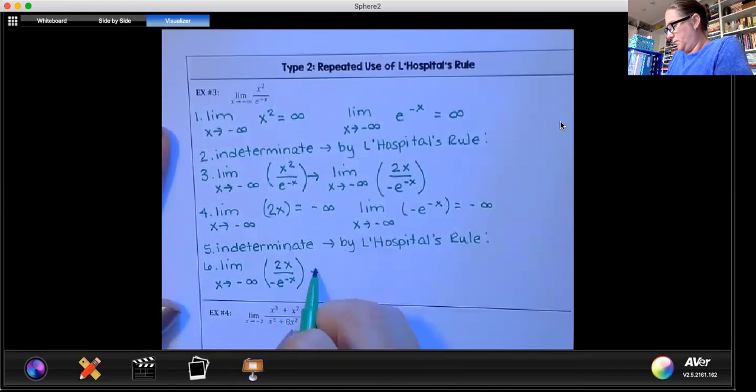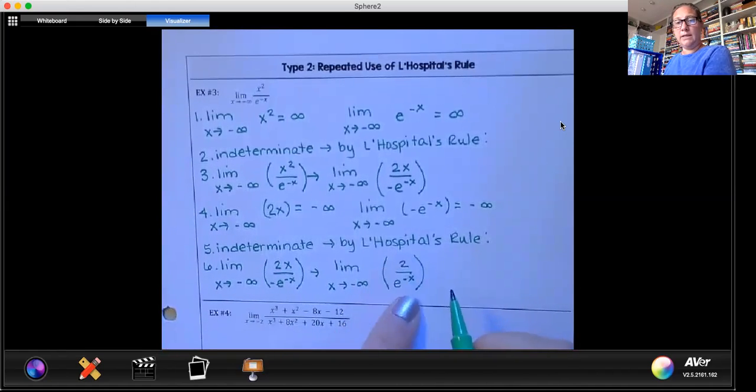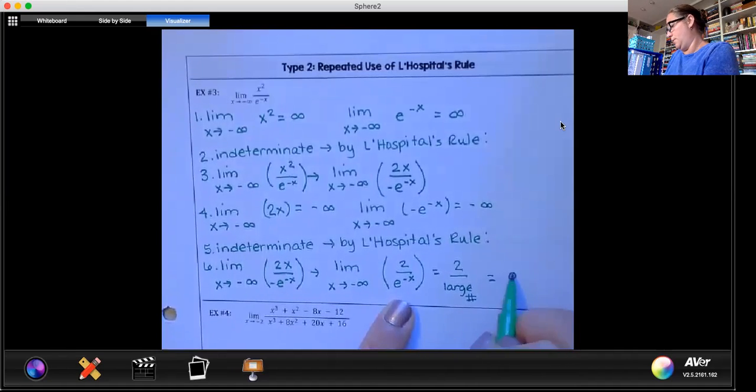So break that up. This would be 2 over e to the negative x. So 2 over e to the infinity is 2 over a large number. So that value would approach 0.